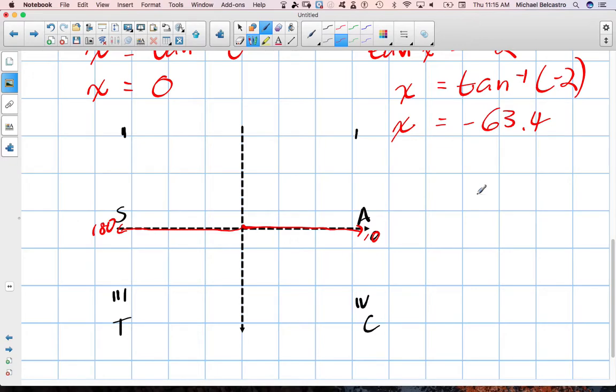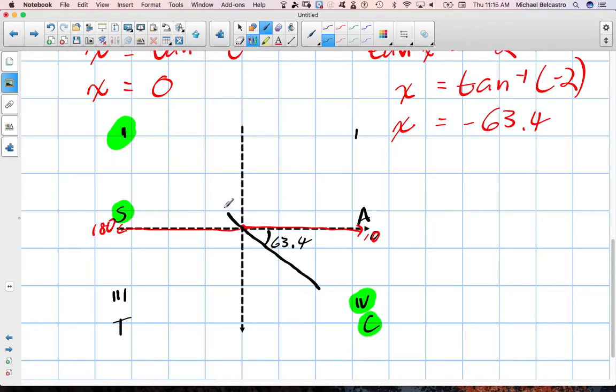Our next one is negative 63.4. There are two ways you can think of this. One of them is we can highlight quadrants where tan is negative. That would be quadrant 2 and then quadrant 4. We can go from the horizontal line 63.4 degrees. So in this quadrant, if we were to create an angle, we can go 63.4 degrees, and we know tan's negative in this one.